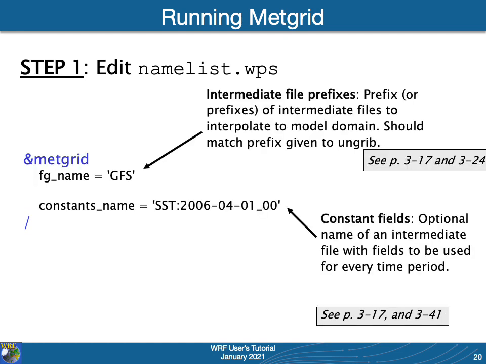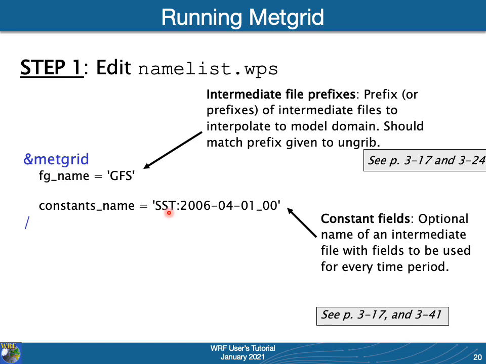In the Metgrid namelist group, there are 2 variables that we need to set. The first of these is called FG name. FG here stands for first guess and is simply an indication that this is the data set that will be used as the first guess or initial conditions and also boundary conditions in our model simulation. In the simplest case that we have just a single grib data set, FG name in the Metgrid namelist group is typically set to the same thing as the prefix in the ungrib namelist group.